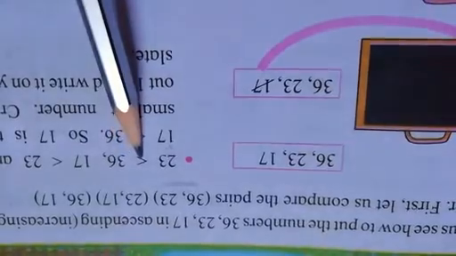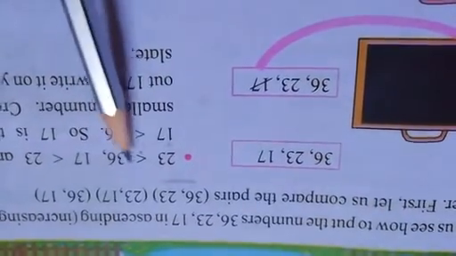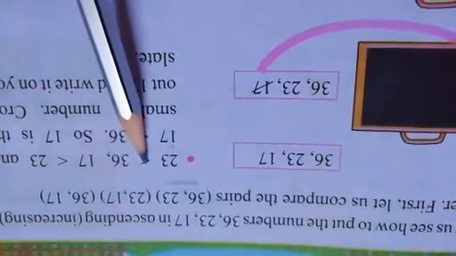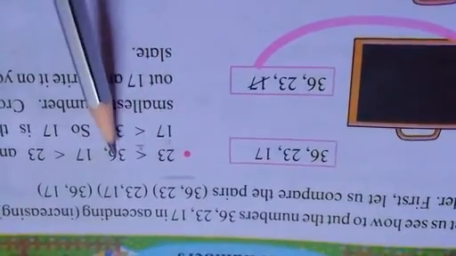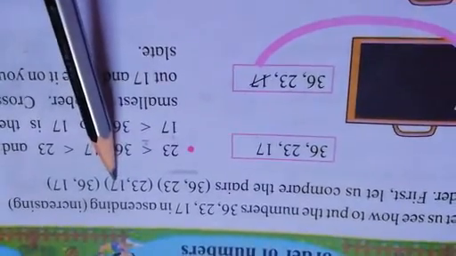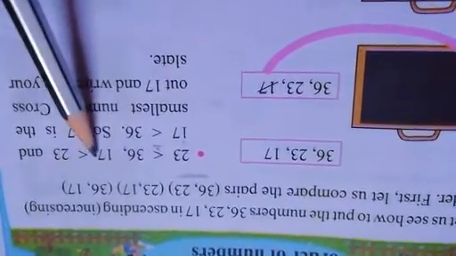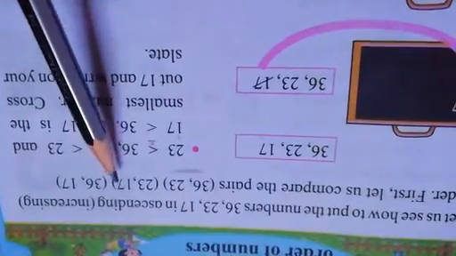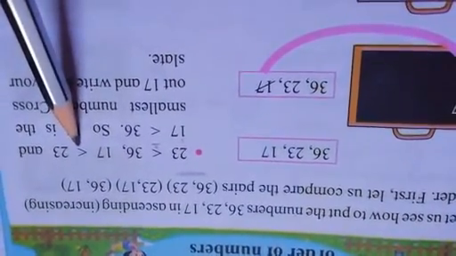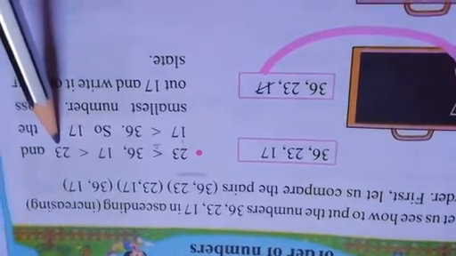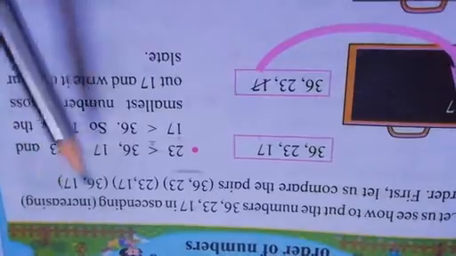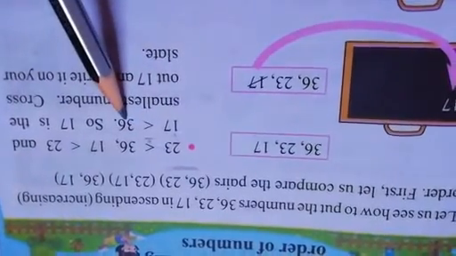So 23 is less than 36. This is the symbol of less than. ये जो symbol है वो less than का है. So 23 is less than 36. Now in another pair, that is 23 and 17, which number is smaller? 17. Okay, so first write down 17, and 17 is smaller than 23. And then in the third pair, 36 and 17, in this also 17 is less than 36.